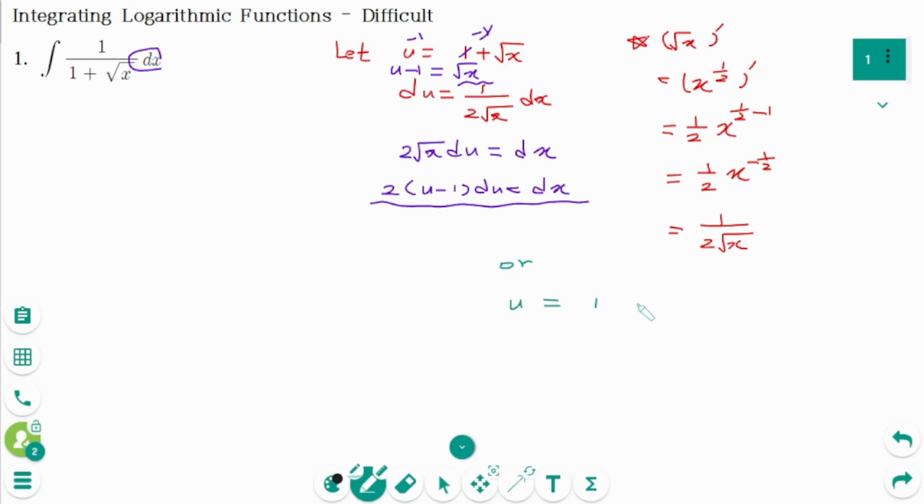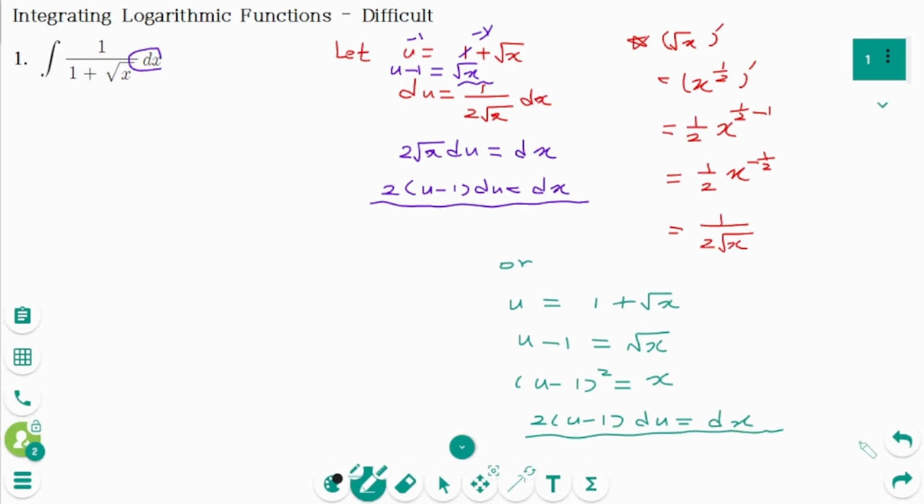u equals 1 plus square root of x, then minus 1 on each side, u minus 1 equals square root of x. To differentiate both, we must also differentiate square root of x. So first, we square both sides to simplify the expression. Then u minus 1 squared equals square root of x squared, which is x. Then differentiate each side: 2 times u minus 1 du equals dx. We have the same result. You can use what is comfortable for you.